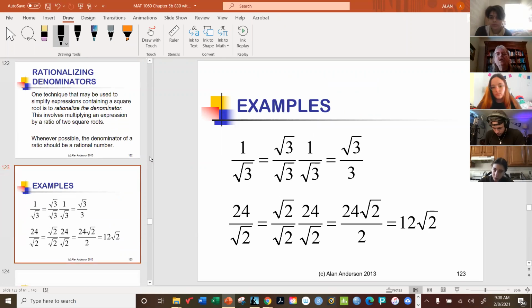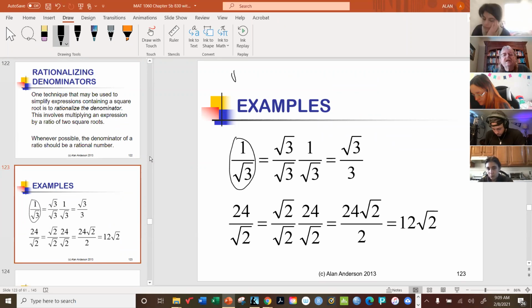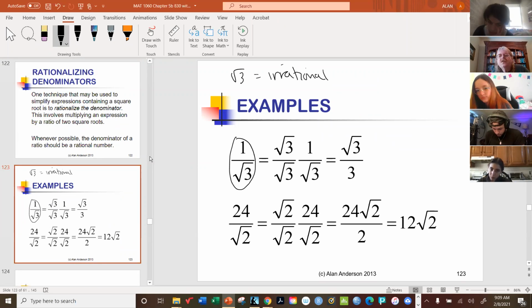Now, let's take a look at some examples. For example, I've got 1 over radical 3. Because there's a radical, remember, radical 3 is irrational, and I would prefer not to have it in my denominator. Here's an interesting technique. I can multiply any number by 1 without changing its value. The clever part is the form that I choose for my 1.